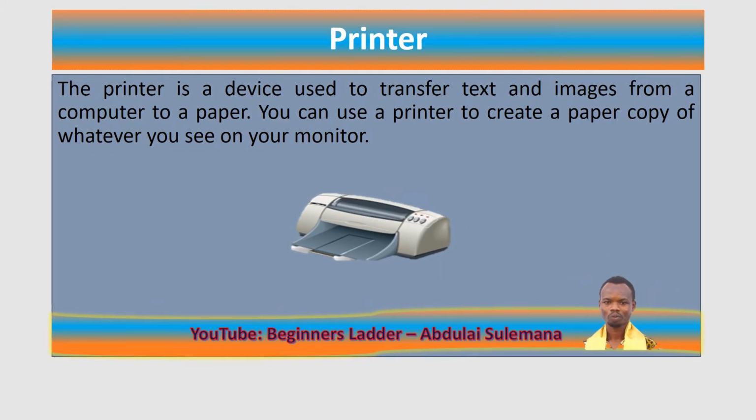Printer. The printer is a device used to transfer text and images from a computer to paper. You can use a printer to create a paper copy of whatever you see on your monitor. So on your display here is what we call a printer. And any information you are seeing on your monitor, you can have the same copy on paper through what we call a printer. So the printer is an output device which can help you to print whatever you have on your screen onto paper. And you have a paper copy of whatever you see on your screen.